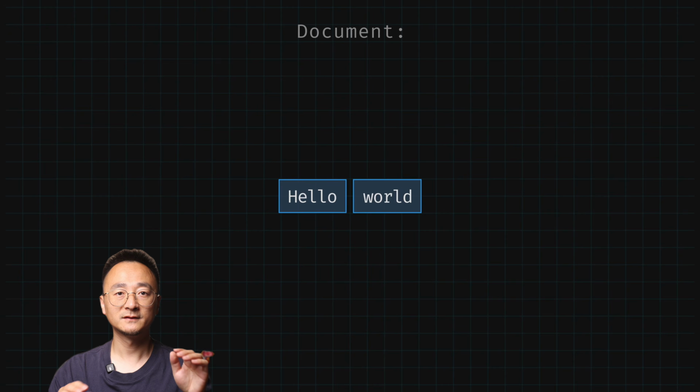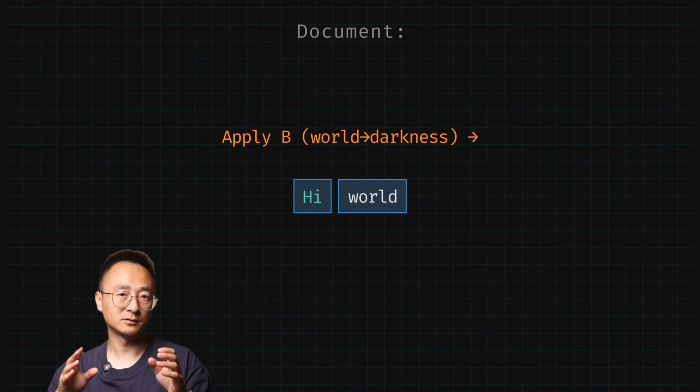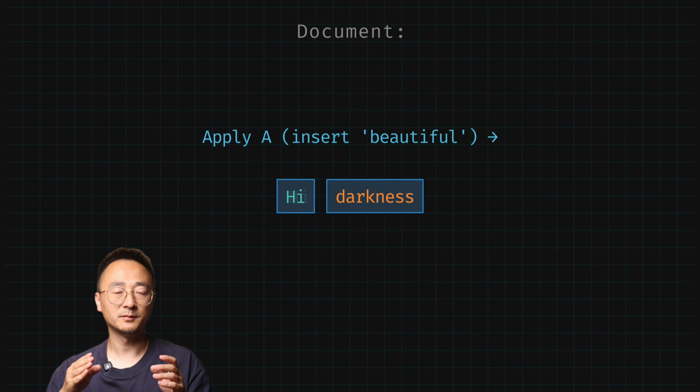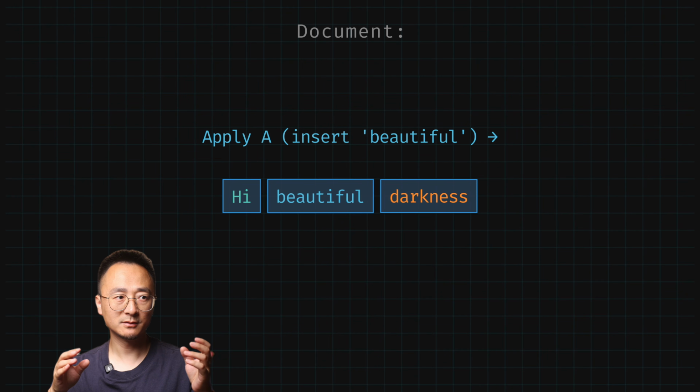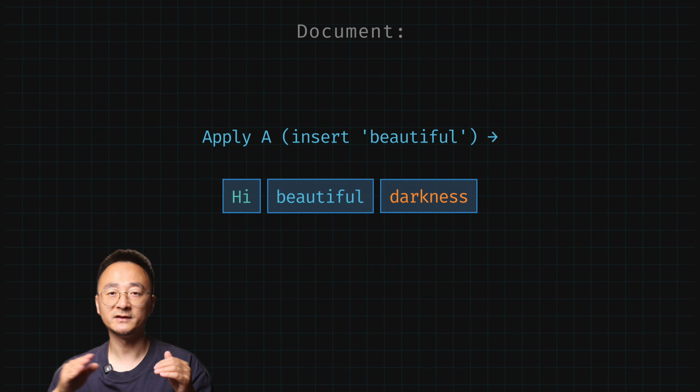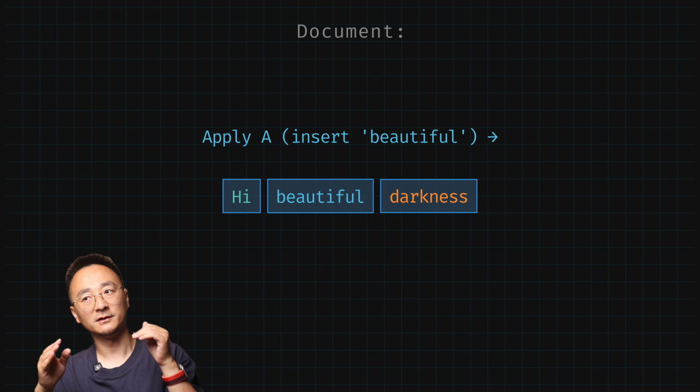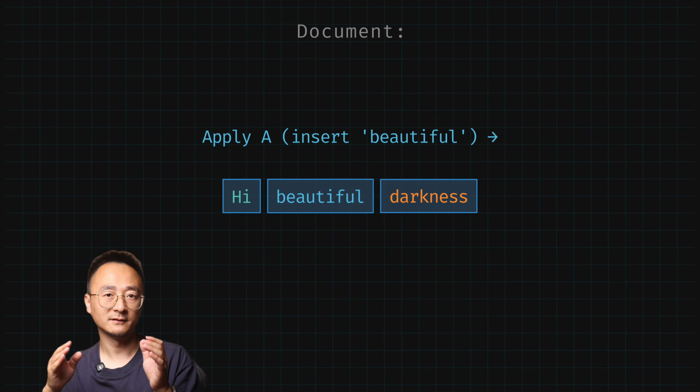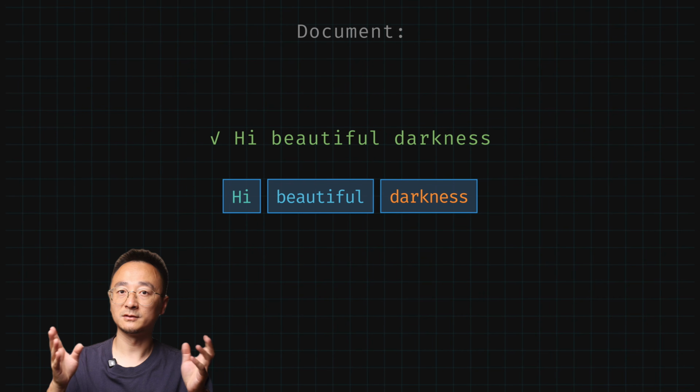Now let's look at the same scenario using CRDT. Each operation is attached to stable node IDs. And then when replicas sync, these operations can be applied in any order. C rewrites the first node, B rewrites the second node, A inserts a new node between them. Because operations reference stable identifiers rather than shifting indexes, they commute. Regardless of the order in which they arrive, the final document becomes "hi beautiful darkness". CRDTs push the consistency guarantee into the data structure itself. There is no need for a central transformer.